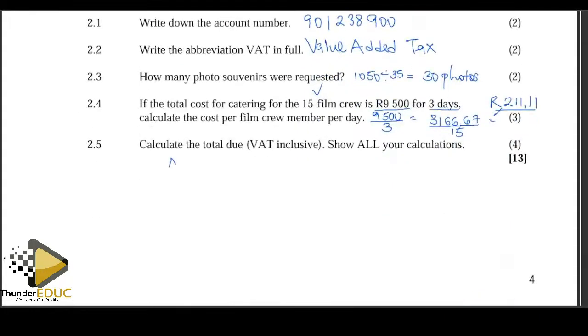We are saying we add all the values, ended up having 39,300. This is VAT exclusive. Then if you're including VAT, we shall multiply by 1,15. Then we ended up having our answer.